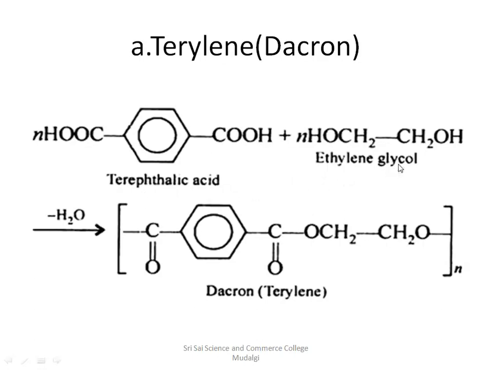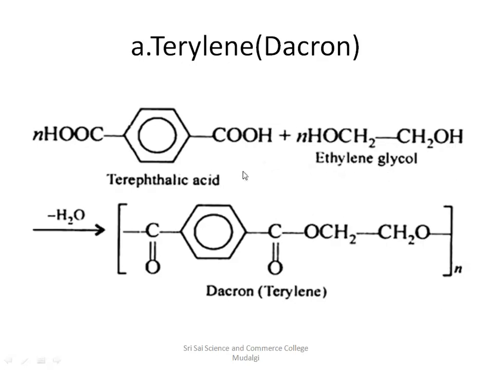So you'll note the example for Terylene or Dacron: the monomers used are terephthalic acid and ethylene glycol. In terephthalic acid there is presence of two COOH groups, so it is a dicarboxylic acid, right? And diols, what are diols? There is presence of two OH groups. So ethylene glycol formula is CH2OH, CH2OH. This is the formula for your ethylene glycol.